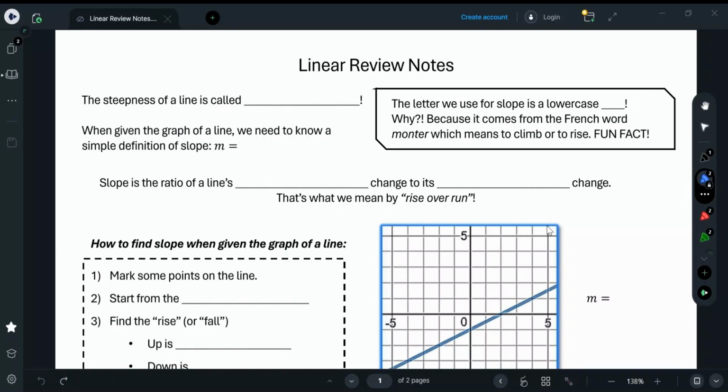Welcome. This is Mr. Walk, and we're going to be doing our very first set of notes for Algebra 2. What we're going to be looking at today is what is called linear functions. This is actually a review of Algebra 1, so everything we're going to see here in theory, you should have already learned it and already practiced this. But we're going to review it because it's important information and it's foundational information for what we're going to be doing in Algebra 2.